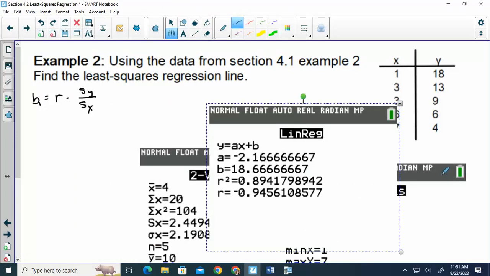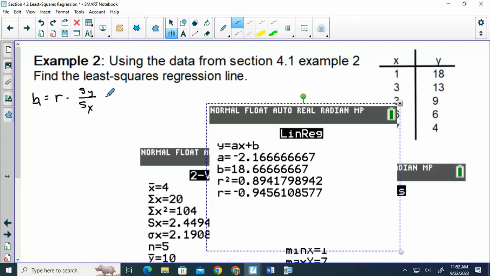If yours doesn't have an r, that means you grabbed the calculator where the diagnostics are not turned on. Does anyone have that problem? So go to catalog. So really, we now have the regression line, but I want to show you where it came from.